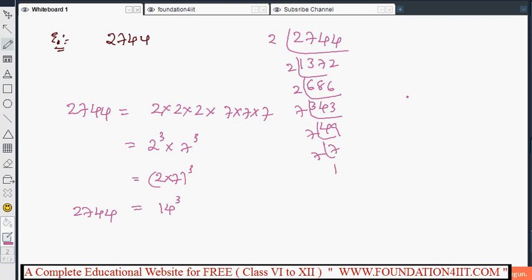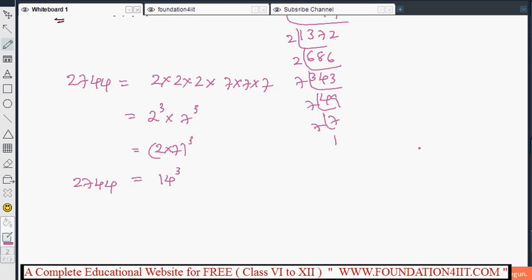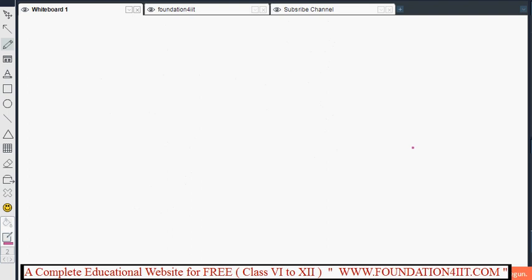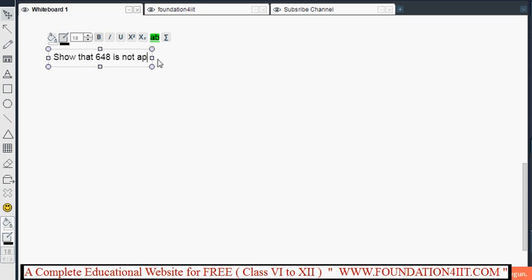Similarly, we can show that some number is a perfect cube or not. In this type of example also we take a similar approach. I'll write the question: show that 648 is not a perfect cube. So we need to test and show that this is not a perfect cube.